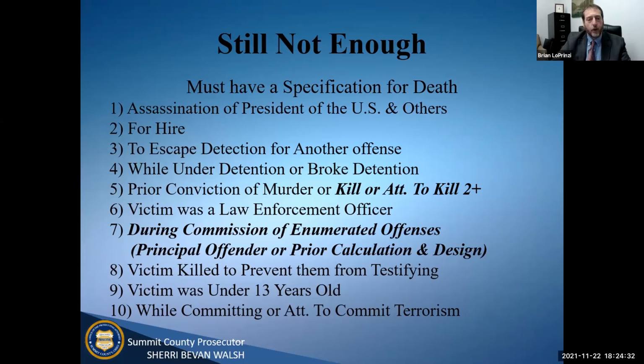And that is to kill or attempt to kill 2 or more people. Okay. And the other one is that you do it during the commission of another enumerated offense, such as a rape or an aggravated robbery. And those are the 2 that we see most often. Okay.